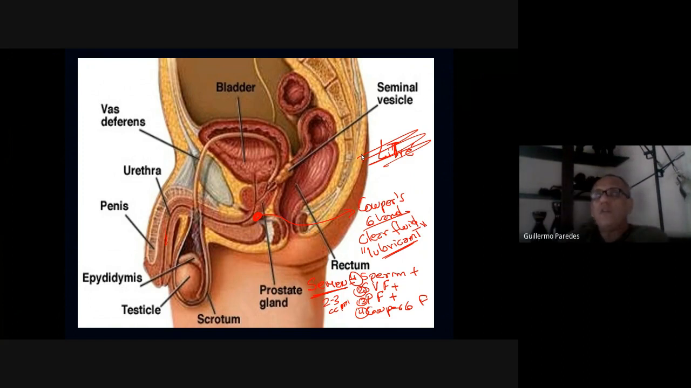Now, another thing you need to remember, open eyes, open ears, as a recap: what is the pathway of the sperm? You start with the seminiferous tubules. The pathway of the sperm is: one, seminiferous tubules; two, the epididymis; third, the vas deferens; four, the prostatic urethra; and five, the penile urethra.